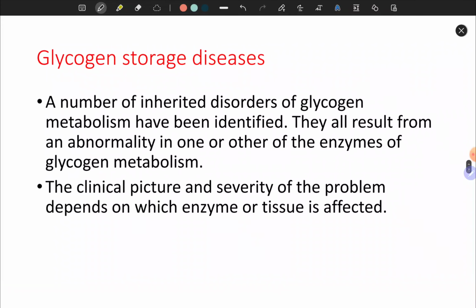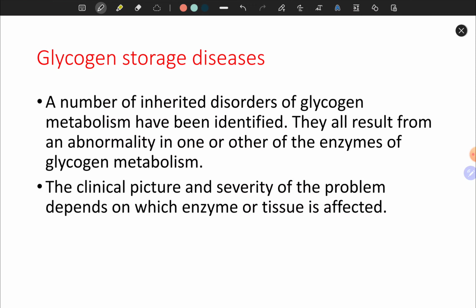What about the glycogen storage disease? We have different types of glycogen storage disease, in which there is difficulty in the breakdown of the glycogen to glucose. This is a problem, yes, because this leads to hypoglycemia, and hypoglycemia is a very dangerous condition.